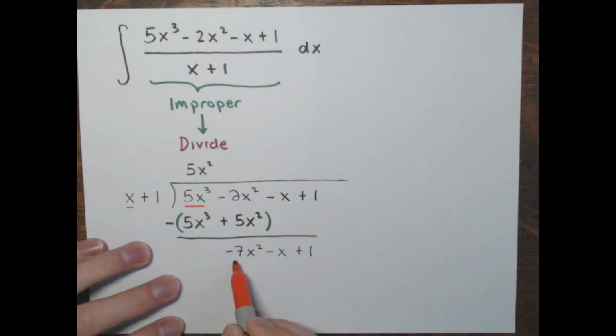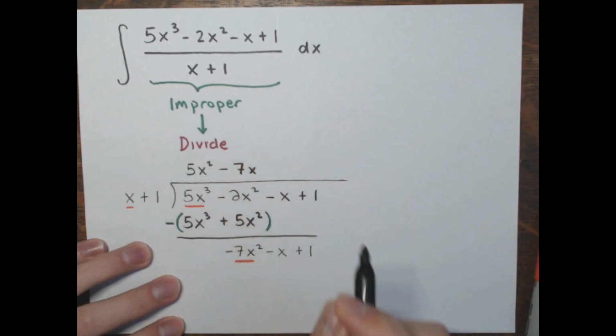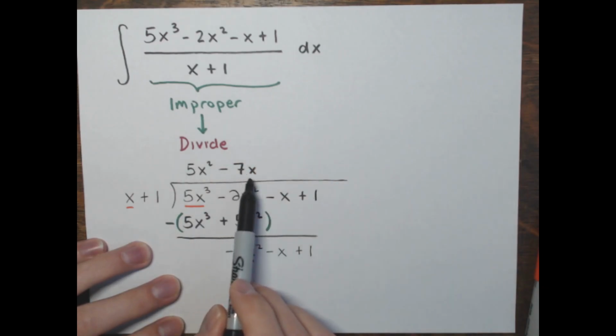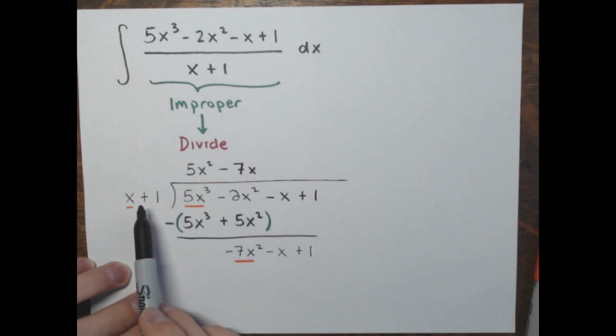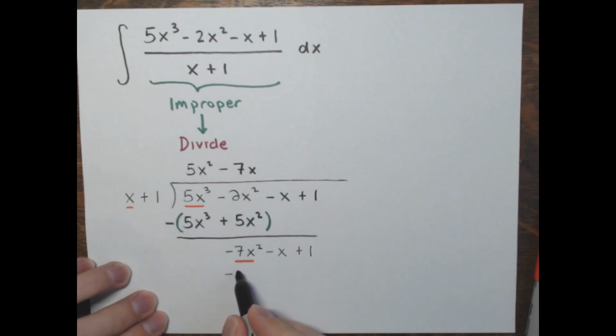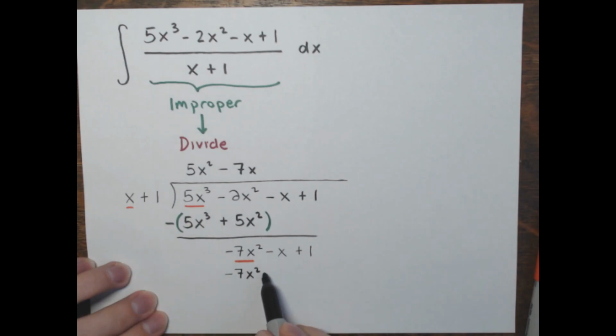So again, same steps. I divide the lead terms right now with this one. Negative 7x squared divided by x is negative 7x. Right. Then I take the term I just wrote, negative 7x, multiply it by the divisor, negative 7x times x, and write it underneath this previous polynomial. That's negative 7x squared, and then negative 7x times 1, negative 7x.